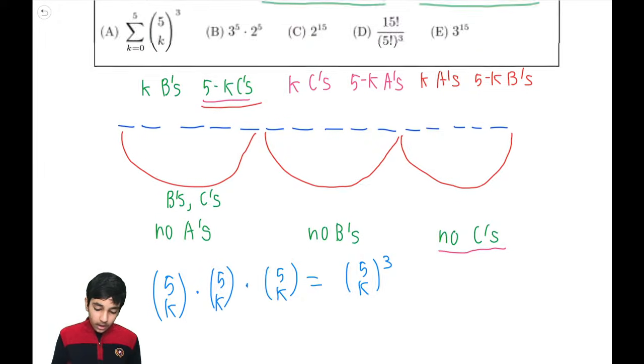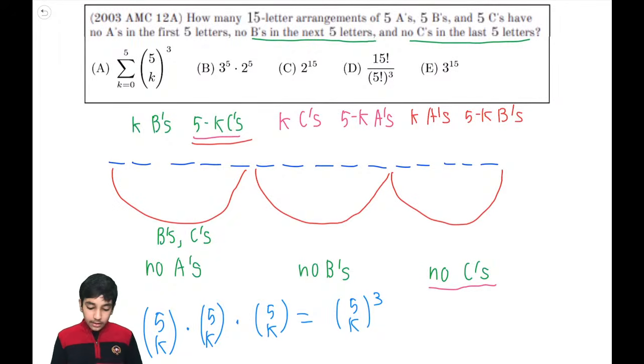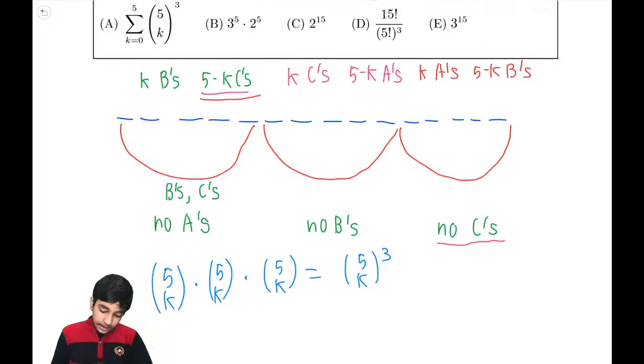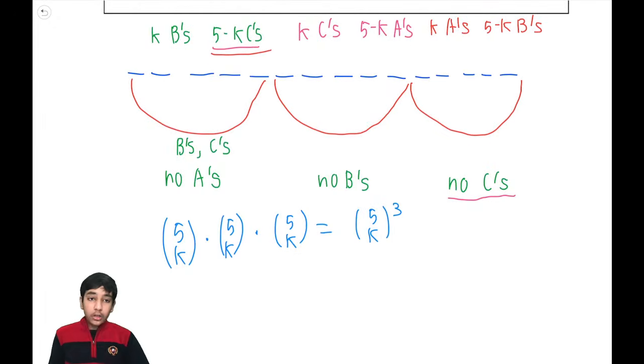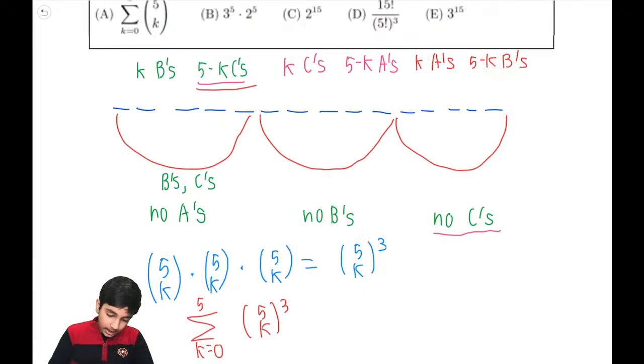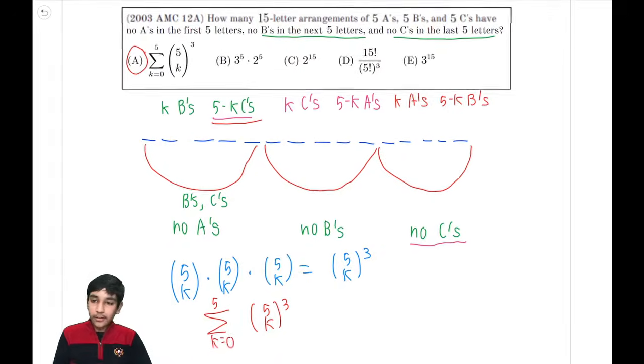Okay, so now what? Well, now what do we know? Firstly, we see that 5 choose K cubed is the total number of ways of doing so. But the idea here is that K can be different values. K can be anything from 0 to 5. So the total number of ways of arranging it is just going to be 5 choose 0 cubed, plus 5 choose 1 cubed, plus 5 choose 2 cubed, all the way till 5 choose 5 cubed. And that can be written as a summation of K equals 0 to 5 of 5 choose K cubed, which is option choice A. And to summarize, this was a really nice solution.